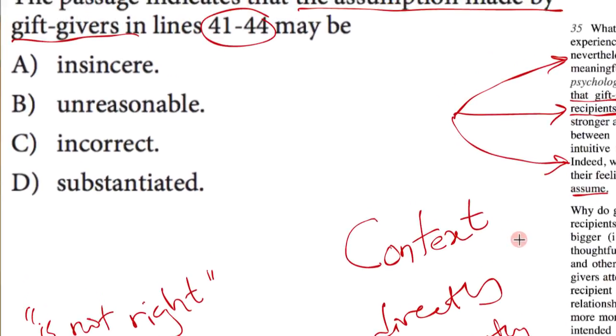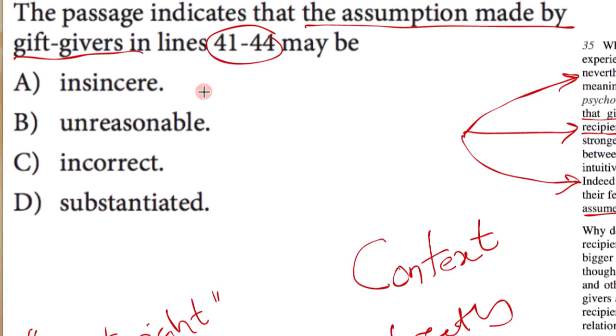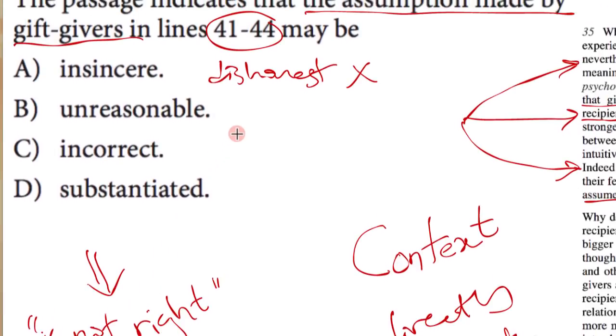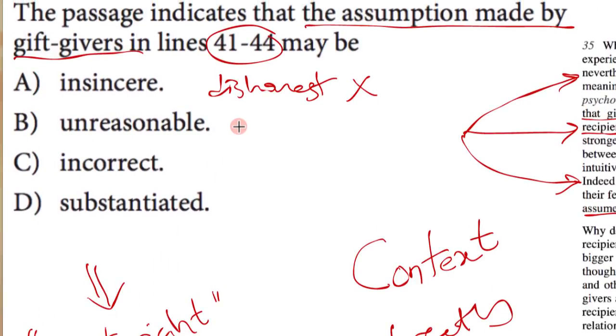Now let's go to the options. Option A says insincere. Well, what does insincere mean? Insincere is a word like dishonest. Well, based on what we just read closely, this is not right. That's not what the passage indicates about the assumption. The passage indicates, as I said before, that the assumption is not right. B, unreasonable. That sounds tempting. It might sound like, well, if something is not right, it's unreasonable. But if you look closely, unreasonable actually means something like illogical. Not incorrect, but just doesn't make sense, doesn't follow logic. So it's not right once again.